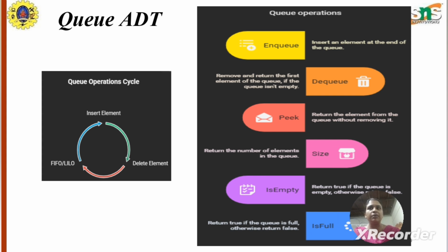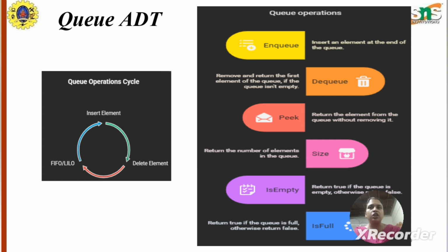The first inserted element is available first for the operations to be performed and is the first one to be deleted. Hence it is known as first in first out, or FIFO, or last in last out, LILO. The queue operations we can perform are enqueue, dequeue, peek, size, is empty and is full.